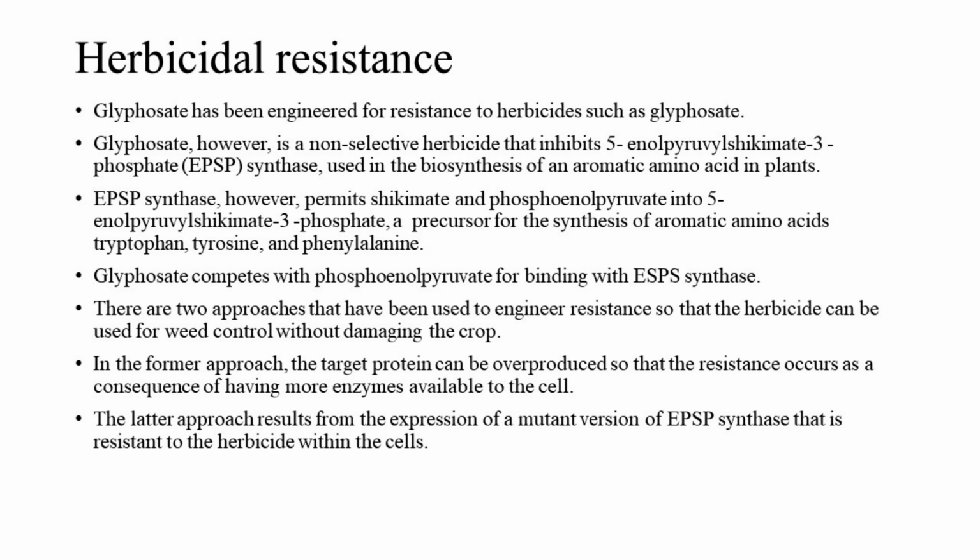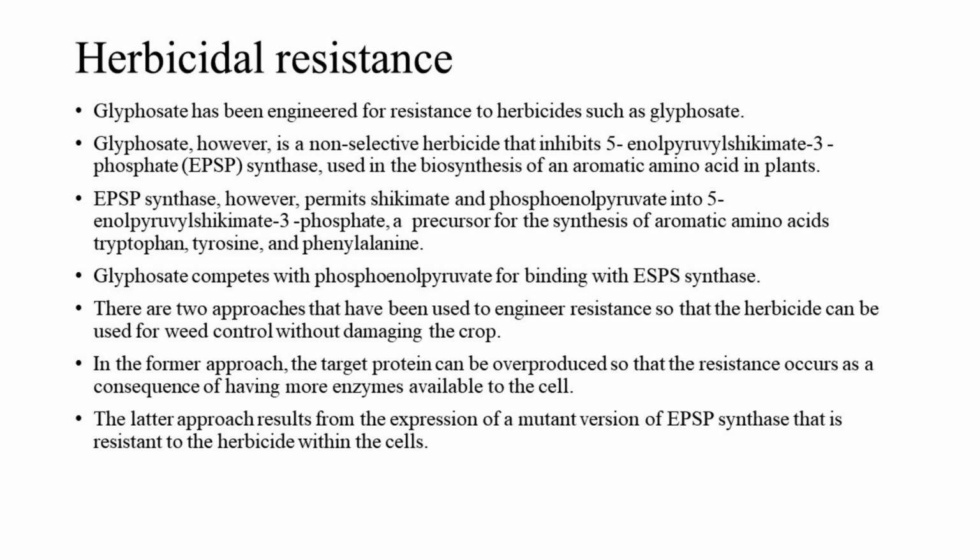Herbicidal resistance. Plants have been engineered for resistance to herbicides such as glyphosate. Glyphosate, however, is a non-selective herbicide that inhibits 5-enolpyruvylshikimate 3-phosphate (EPSP) synthase, used in the biosynthesis of an aromatic amino acid in plants. EPSP synthase, however, permits shikimate and phosphoenolpyruvate into 5-enolpyruvylshikimate 3-phosphate, a precursor for the synthesis of aromatic amino acids tryptophan, tyrosine, and phenylalanine. Glyphosate competes with phosphoenolpyruvate for binding with EPSP synthase.